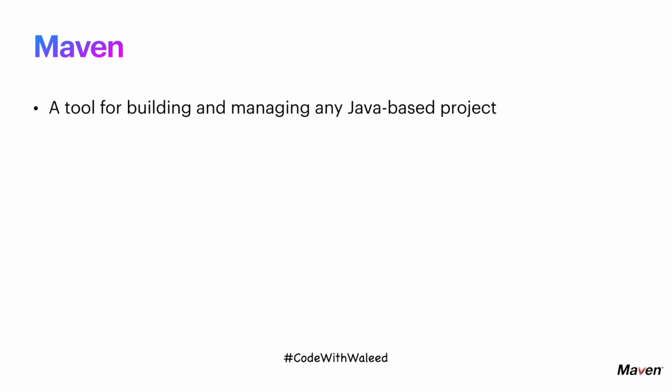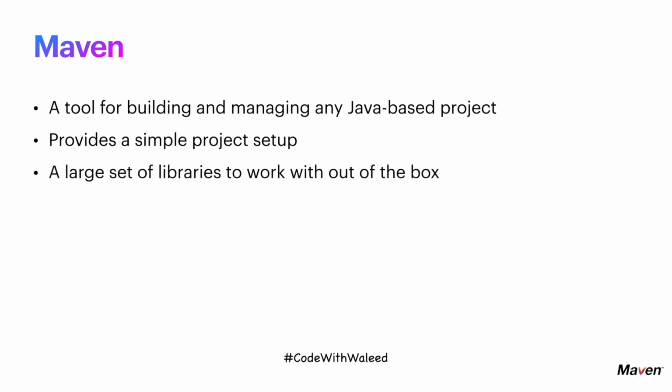And technically, you can use Maven also for building and managing projects in other languages like Ruby, C Sharp, or even Scala, and even other languages, right? But primarily, we use it for Java-based projects. Okay. So it provides a simple project setup that follows industry best practices. That is, you can get a new project or module started with Maven in just a few seconds.